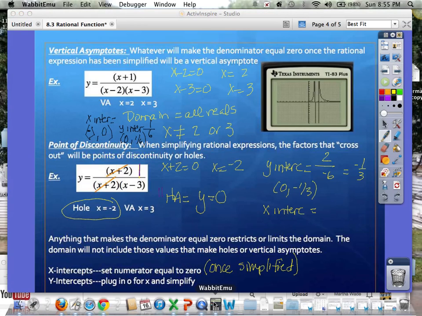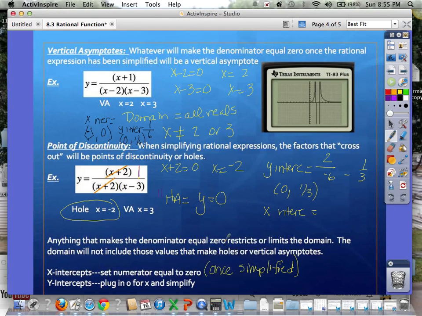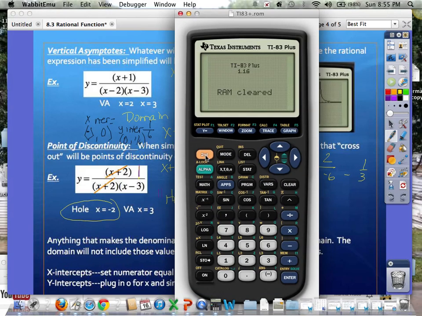So let's just double check with the calculator here. And we'll type it in and show you. Double check. Y equals. Okay, so I'm going to type in parentheses x plus 2 and divide that by, I'm going to put extra parentheses because I want to divide by the whole thing on the bottom, x plus 2 and x minus 3. Parentheses, and graph.